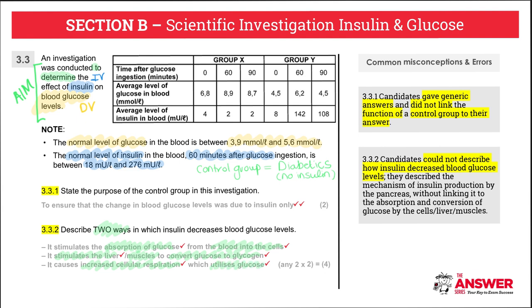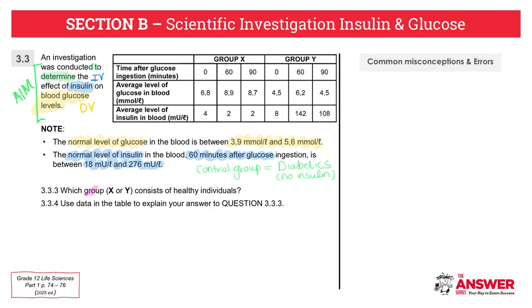The diagnostic report says that candidates couldn't describe how insulin decreased blood glucose levels. They described the mechanism of insulin production by the pancreas without linking it to the absorption and conversion of glucose by the cells or the liver or the muscles. Then question 3.3.3 asks us which group consists of healthy individuals, and that's the tricky part, because the question tells you the first group consisted of healthy individuals and the other group consisted of diabetics. But just because the groups are labeled X and Y doesn't mean they occurred in that sequence. So they want you to actually look at the data, understand the data, and then be able to deduce which group is the healthy individuals.